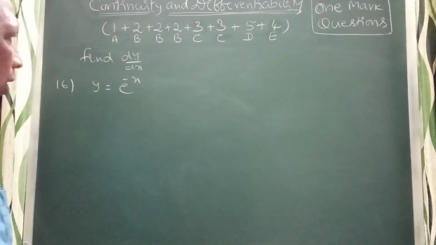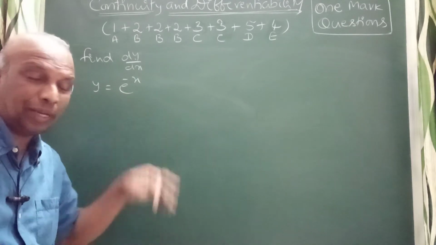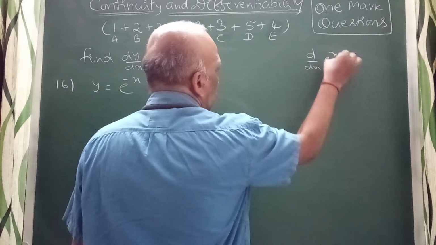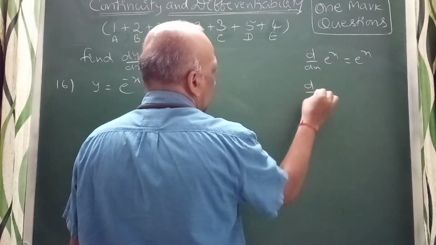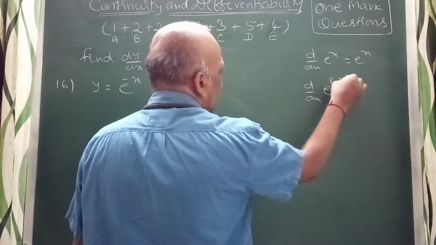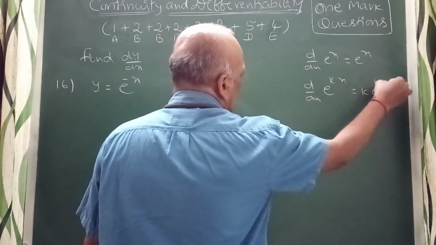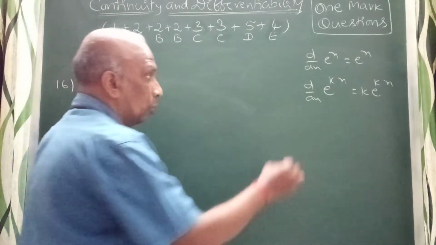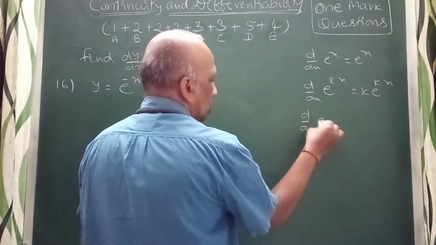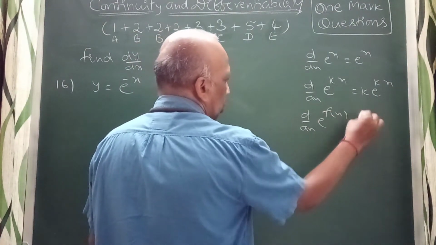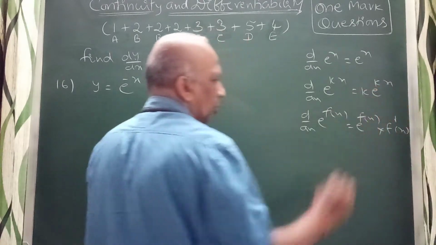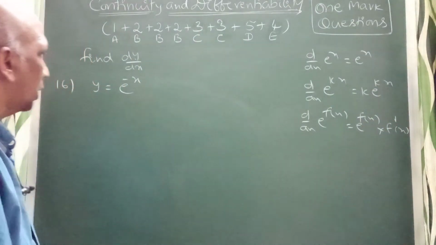Now see, they are asking the derivative of e power minus x. But we know that d by dx of e power x is e power x, and d by dx of e power kx is k into e power kx. Suppose d by dx of e power f of x, so e power f of x into f dash of x is the derivative of that.